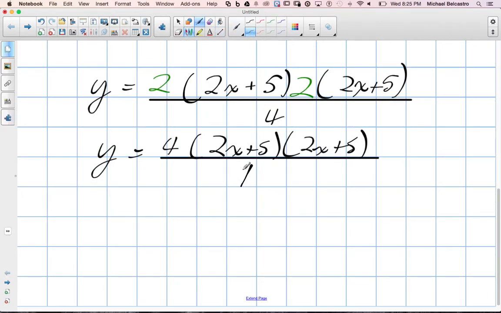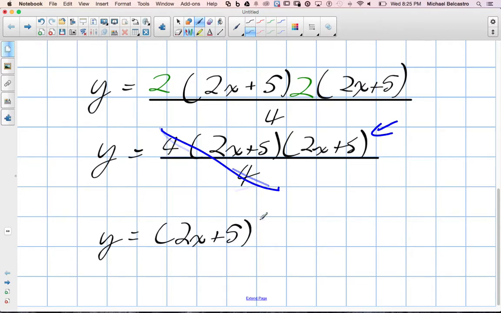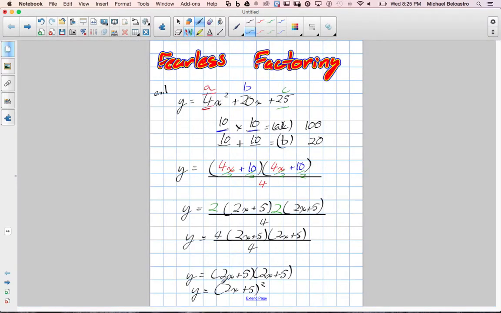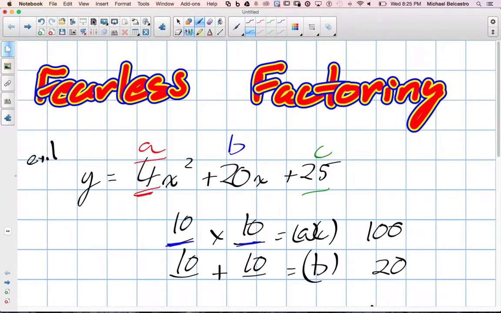What works out really nicely here is that because we have 4 on top and 4 on the bottom, they cancel out or create a 1. So they're gone now, and we're left with just our factored form: y equals 2x plus 5, 2x plus 5. Now, this is why this is special. Because they're the same, we can just write it as 2x plus 5 squared. That's it. We can use the exact same method we've always used. We don't have to memorize any new shortcuts. The shortcuts are faster, but as long as we recognize when they're the same at the end, I just make them squared, and I've done everything they asked me to do.